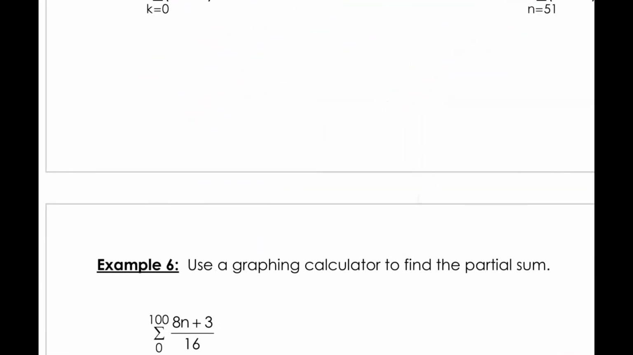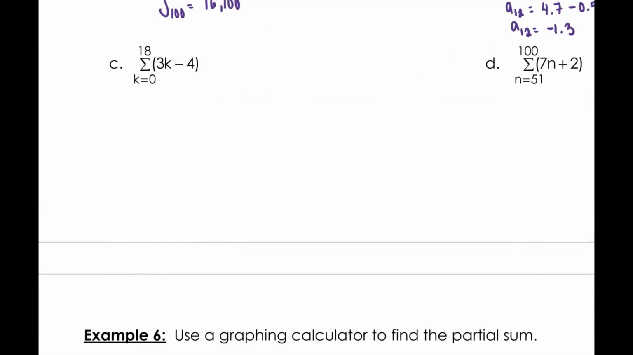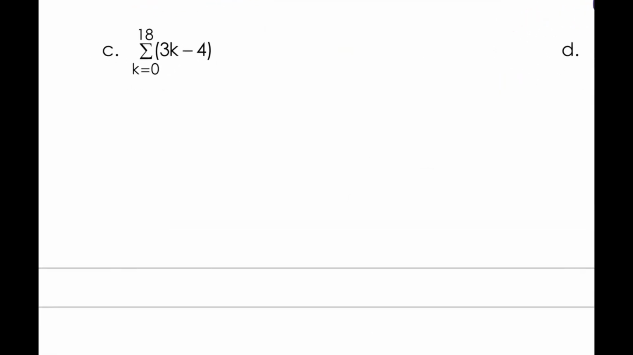Looking at example C and D down here. So here's a good example of having to do a little bit more work because they're just giving us the sigma notation or summation notation. So I'm going to have to do all of my steps here. Number one, I need to figure out n. Notice again, I'm not starting at 0, so that means you don't have 18 terms. You've got to figure out the n. So we do 18 minus 0 plus 1, and we actually have 19 terms here.